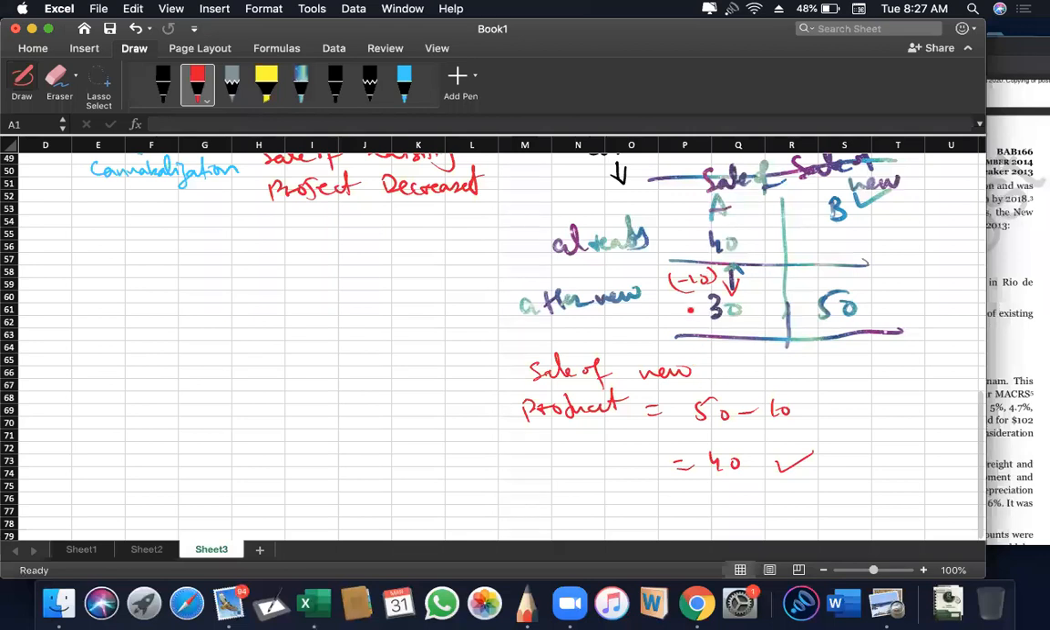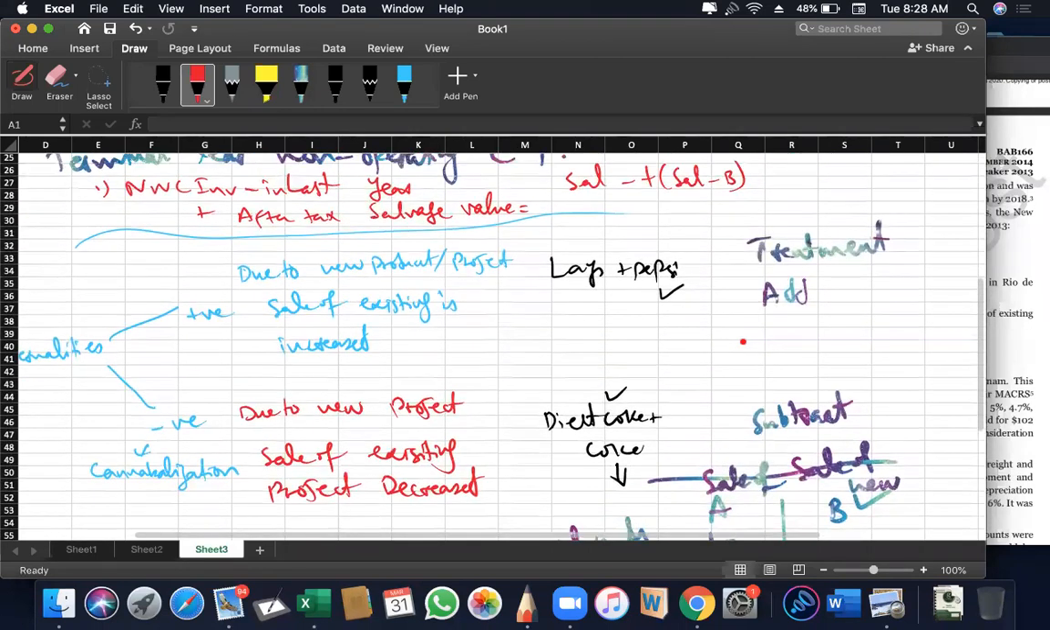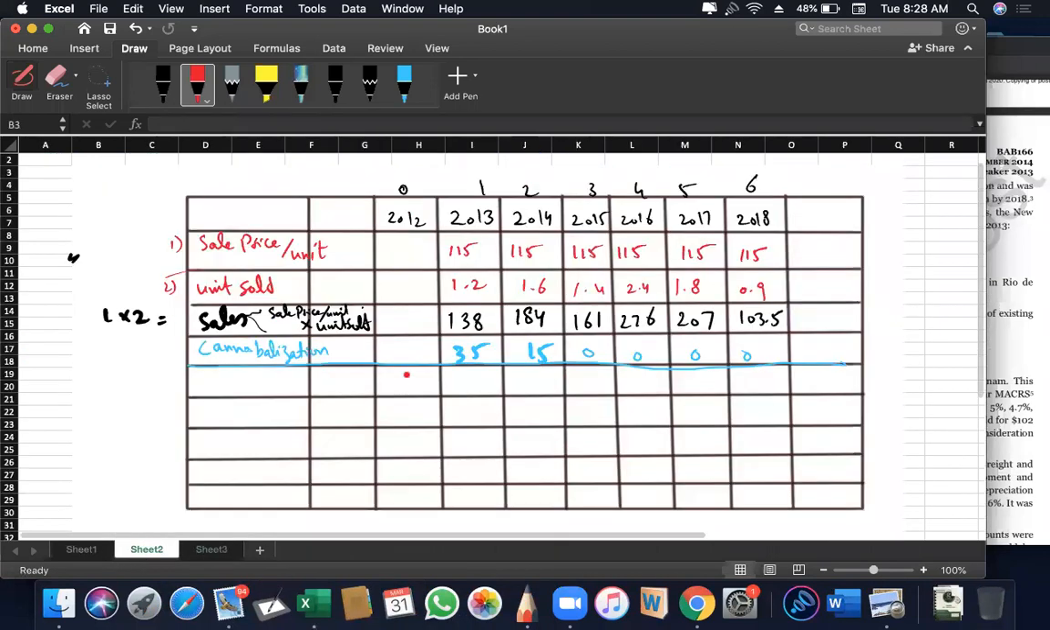This is cannibalization, this is negative externality. Suppose because of the new product the sale of existing product has increased, rather than 40 it is 50, so we have to add the change, 10, then the new sale will be 60. So for positive externality we have to add, and for negative externality we have to subtract. Now in our question it is negative externality and cannibalization, so we have to subtract it. After subtracting, we will get net sales.